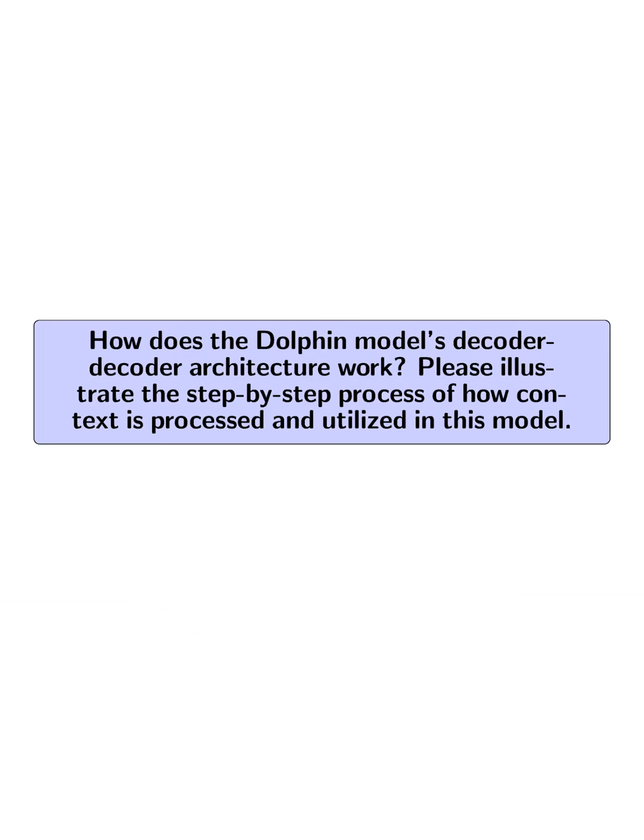How does the Dolphin model's decoder-decoder architecture work? Please illustrate the step-by-step process of how context is processed and utilized in this model.